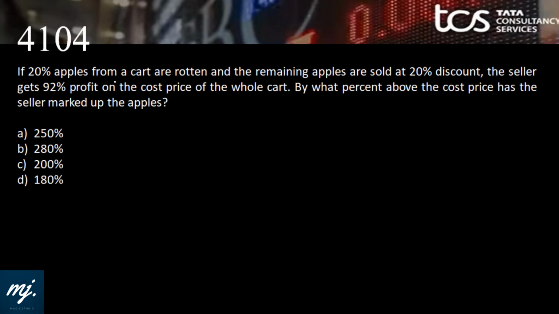If 20% apples from a cart are rotten and the remaining apples, let the number of apples be x, are sold at 20% discount on the marked price, obviously the seller gets 92% profit on the cost price of the whole cart. Let the cost price of each apple be y, then the cost price of the whole cart is x into y. So you get 1.92 xy as the total selling price. Now only 80% of the apples are sold, that is 8x by 10 apples. And at what rate are they sold? They are sold at 20% discount.